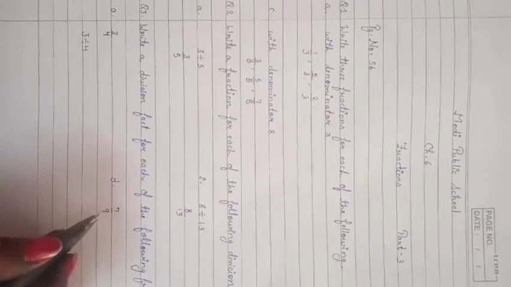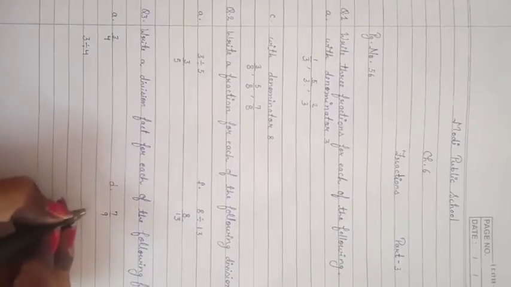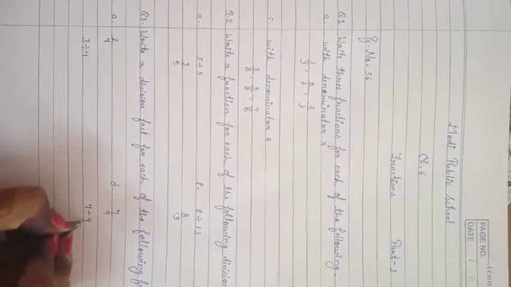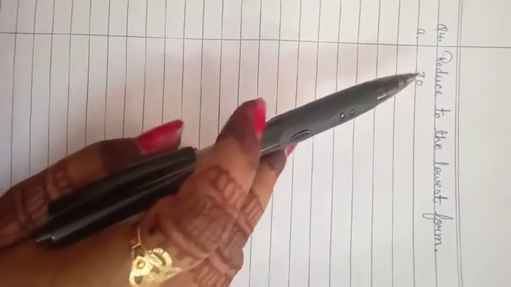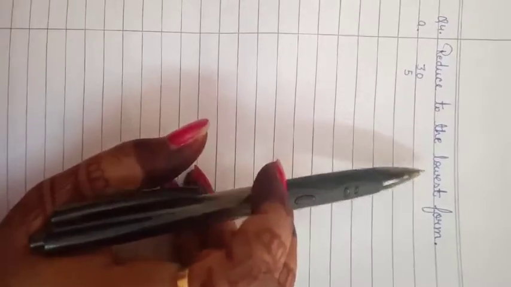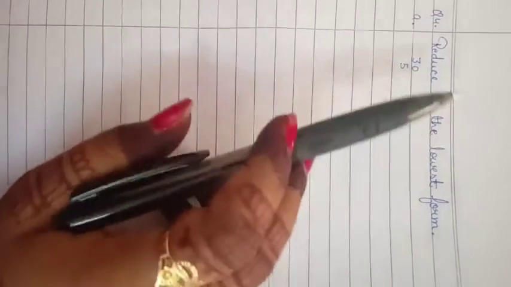This is 7 upon 9, or we can say 7 divided by 9. So the division fact will be 7 divided by 9. Simple. So similarly rest of the parts can be done. Now let us discuss question number 4 of it. Question number 4 is reduce to the lowest form. Now what does this mean?